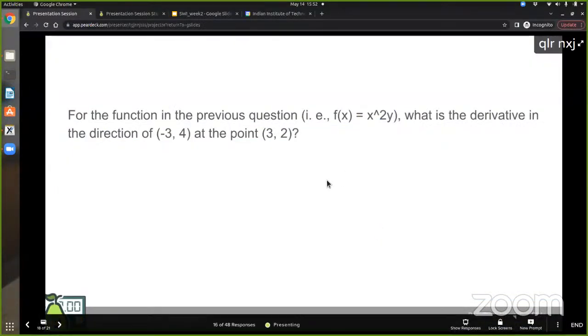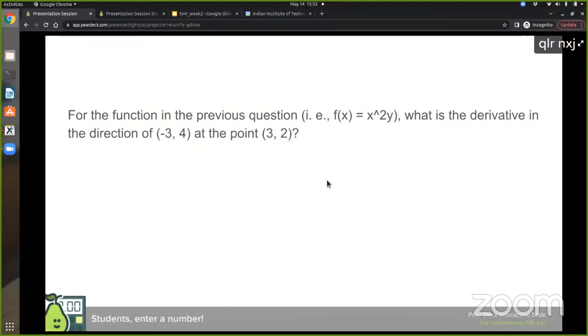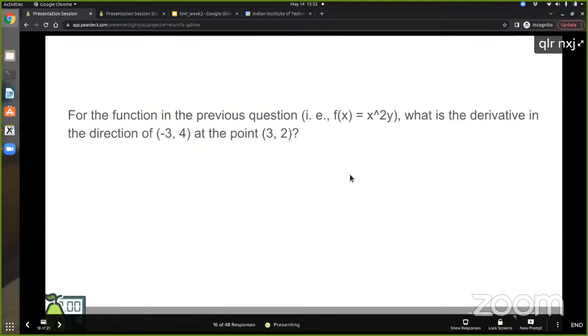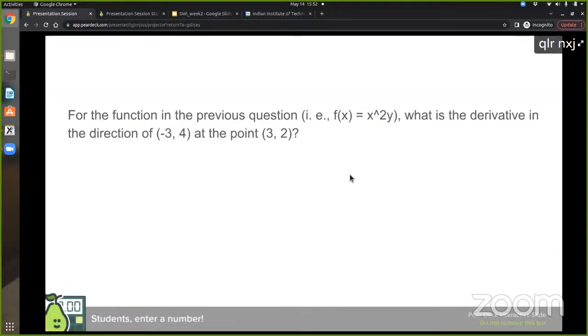Yes, ma'am. And just to summarize, for a given function at a given point, if one directional derivative is the maximum and the other directional derivative is 0, they are supposed to be perpendicular. Is that what the summary is? Yes, they will be perpendicular.